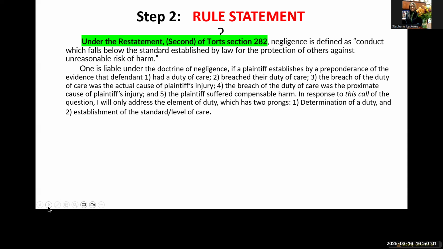the defendant, 1, had a duty of care, 2, breached their duty of care, 3, oh, wait, do you see what I just did? You see what I see?